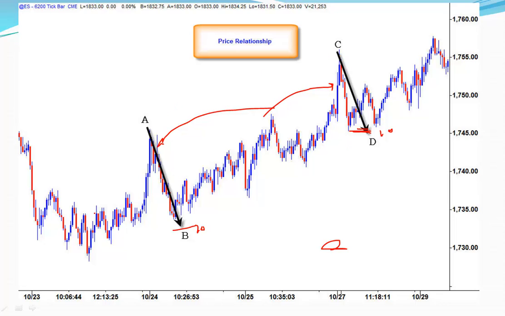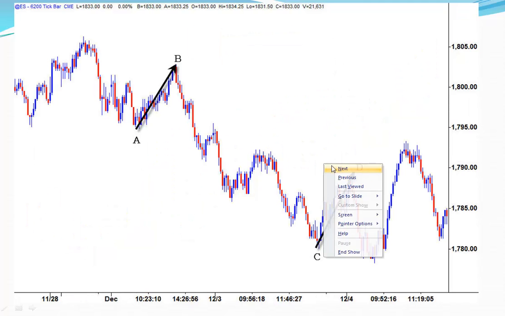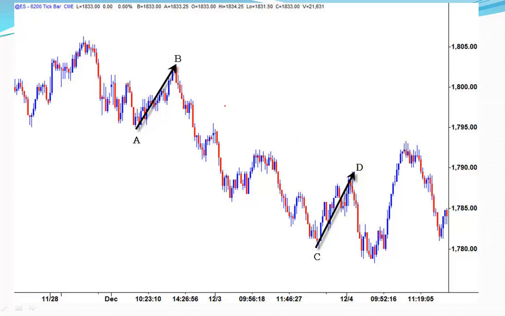Now, in a trending market, you'll see many times you'll have these same type of little relationships, those A to B, C to D relationships that we look at. And in a downtrend, the same thing holds true, is you have your A to B, C to D.